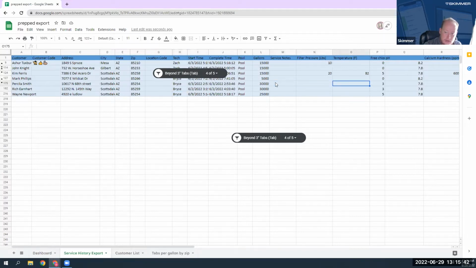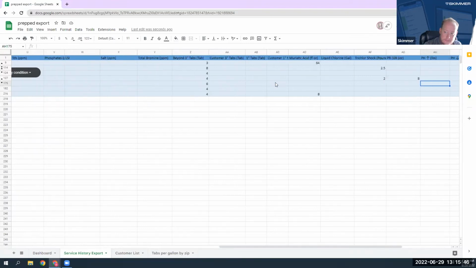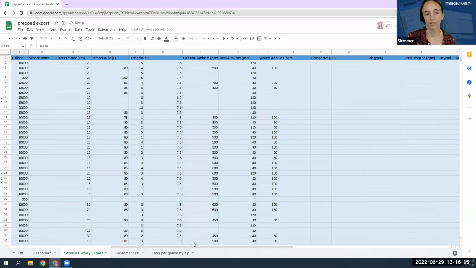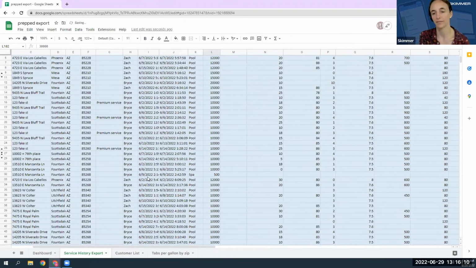And not only that, but we can also go all the way over and see what was done to those pools, how much acid was added. You can see there are several where there was no acid added. So maybe there's something there that we need to address as well, with training. So that's one simple way to filter for readings that are outside of acceptable ranges.